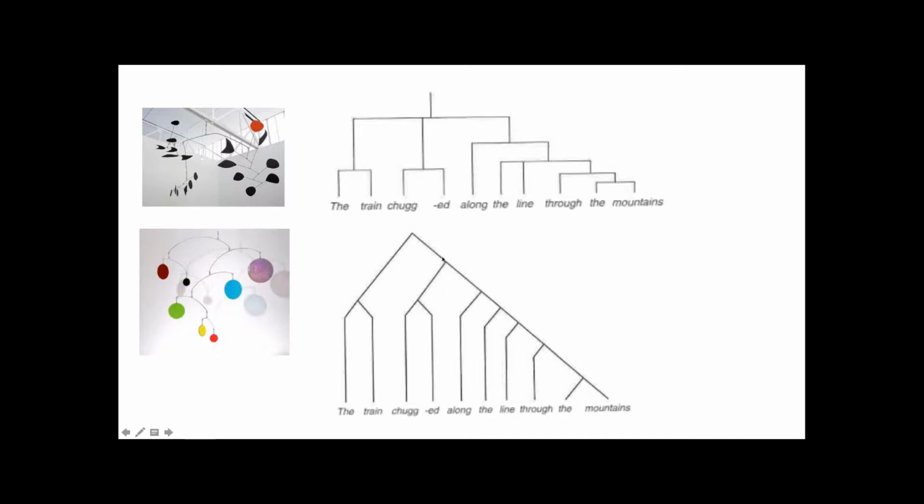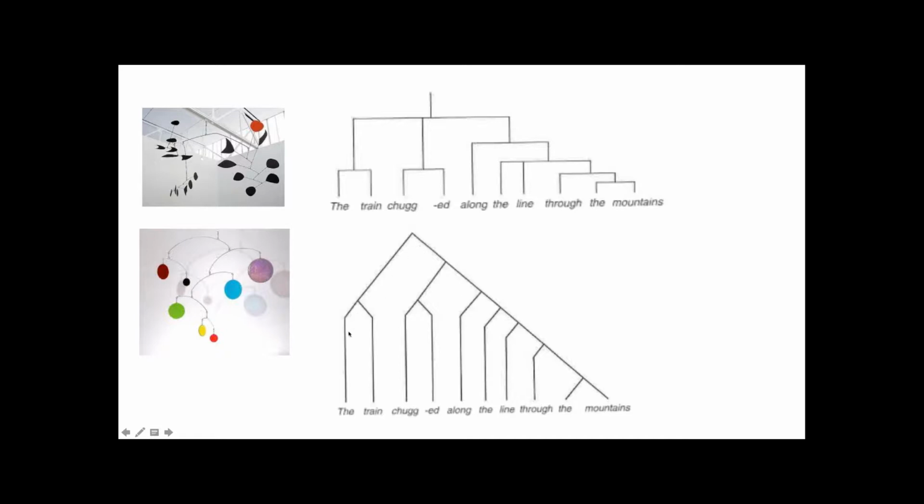So you could see this way. This would be the whole sentence. This would be a noun phrase here, the subject. This would be the verb phrase with the verb. This would be a prepositional phrase. This would be the noun phrase, the line through the mountains. This would be a prepositional phrase, through the mountains. The mountains would be a noun phrase.